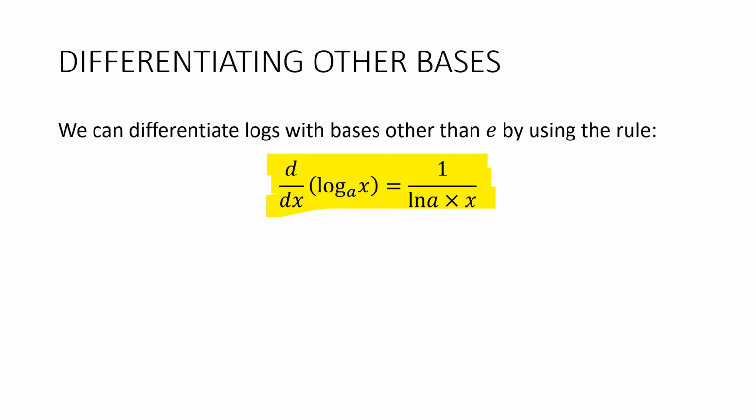Similarly, we can differentiate logs with other bases. So remember, the derivative of log base e of x is 1 over x. If we have a different base, we're also going to have ln a on the denominator. Here's an example. The derivative of log base 10 of x is going to be 1 over x, and then I'm going to multiply by ln 10.